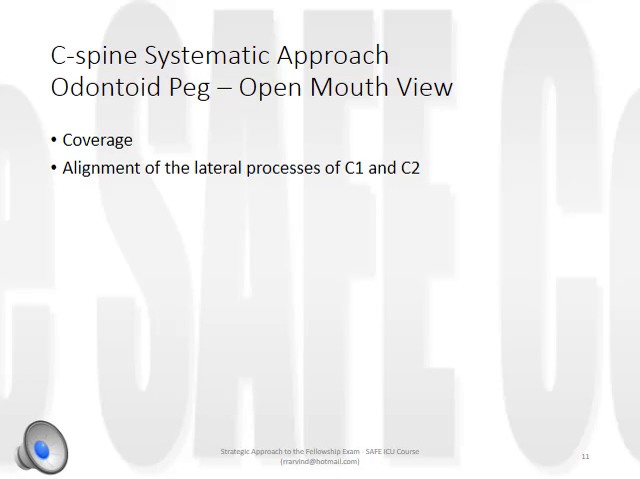So on the odontoid peg or open mouth view, what you're looking for is alignment of the lateral processes of C1 and C2. There should be a symmetry there, with the distance between the peg and the lateral masses of C1 being equal on each side.